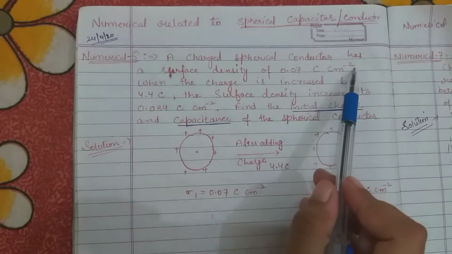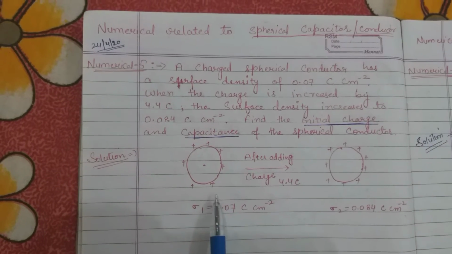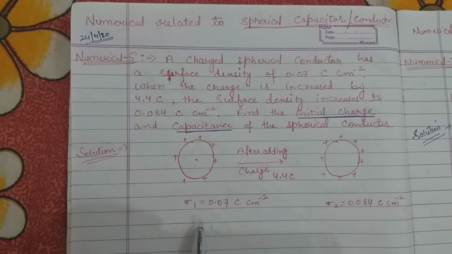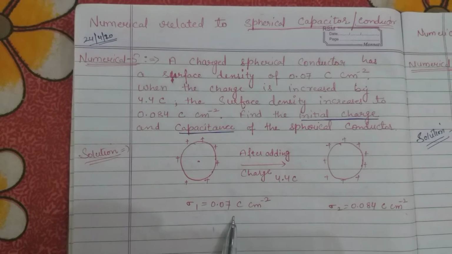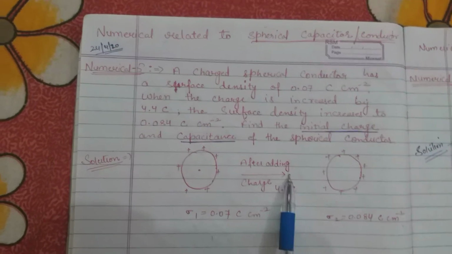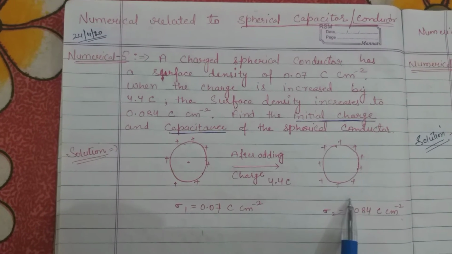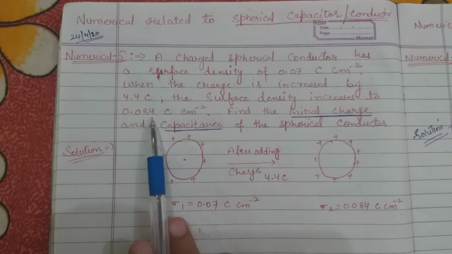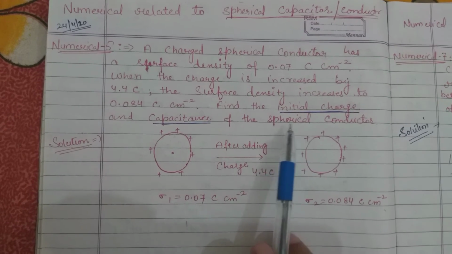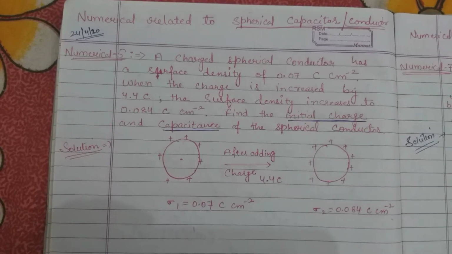0.07 coulomb per centimeter square. This is a spherical capacitor, like a conducting capacitor having surface density 0.07, and when the charge is increased by 4.4 coulomb, we added some charge on the surface of this conductor and the surface density increased up to 0.084 coulomb per centimeter square. So we have to find the initial charge and the capacitance of a spherical conductor.